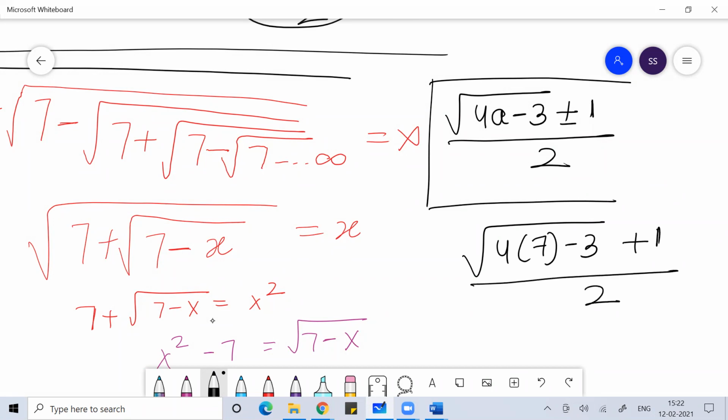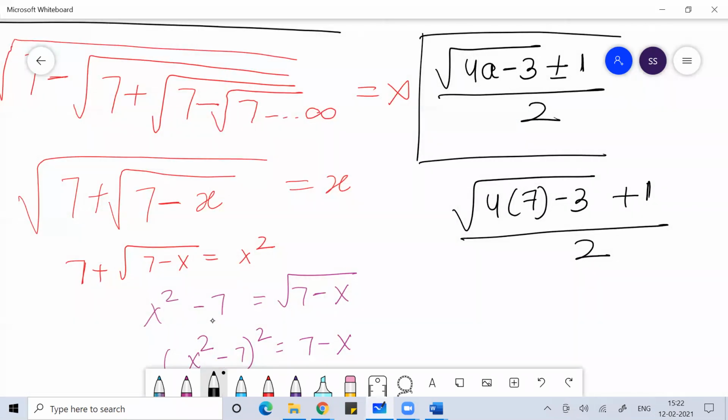So 7 fours are 28, minus 3 is 25. What is the square root of 25? Square root of 25 is 5. 5 plus 1 is 6, 6 by 2. So your answer is 3. This is one way of getting it. This is the shortcut formula.